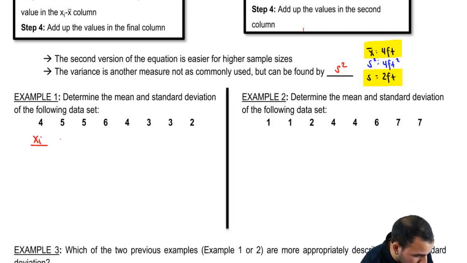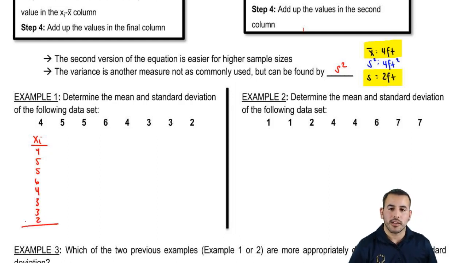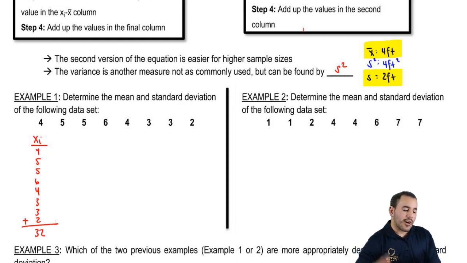Xi is 4, 5, 5, 6, 4, 3, 3, 2. So we can add everything up, right? And once we add everything up, we get 32. Don't believe me? Feel free to try it. We're just saving time by having these answers ahead of time. So our sum of everything is 32. So how do we get the mean? We're going to divide that by our sample size, right? But let's hold off on that and let's draw all our columns first and then move towards calculating things.